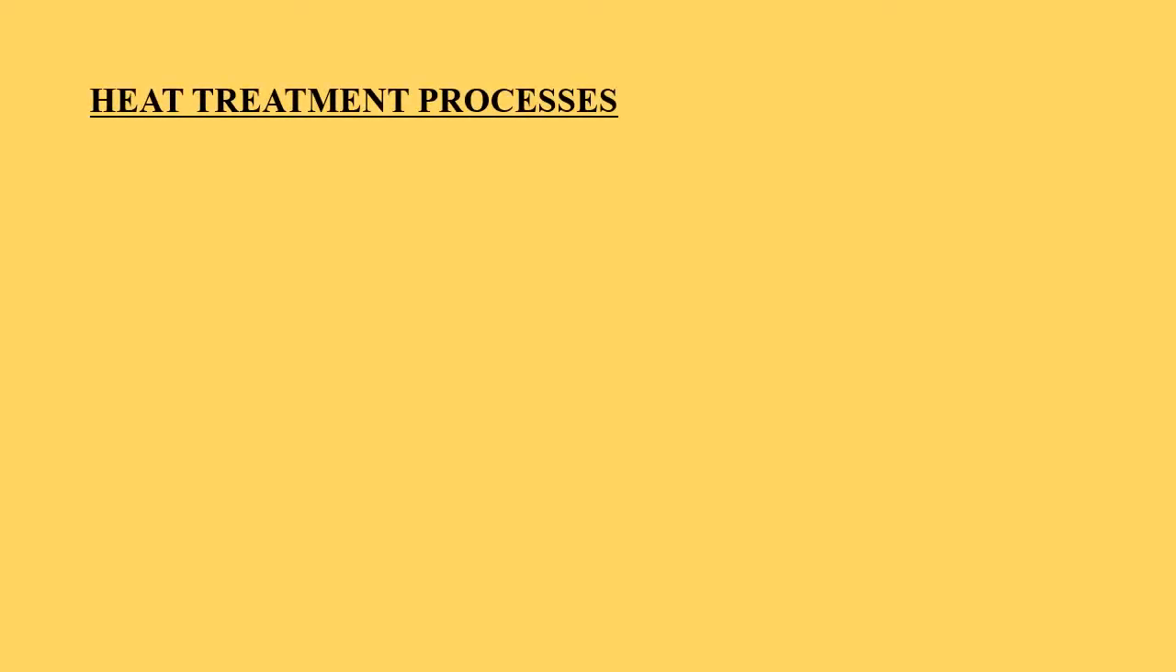The various heat treatment processes are annealing, normalizing, hardening, tempering, martempering, and austempering. The two main annealing processes are full annealing or annealing, and process annealing or subcritical annealing. Annealing or full annealing.